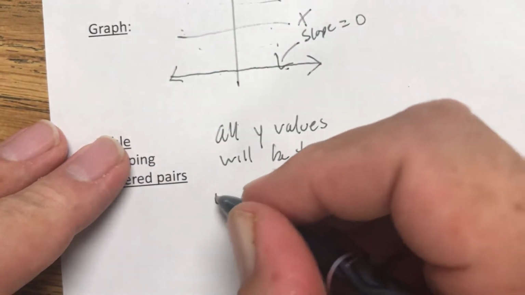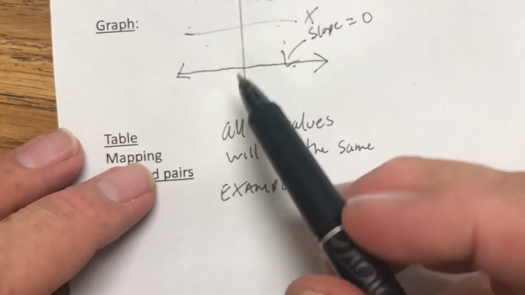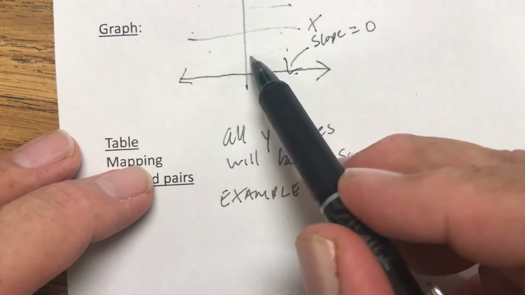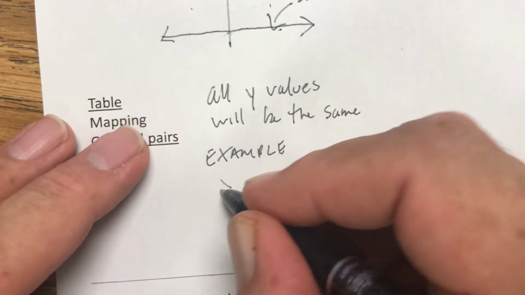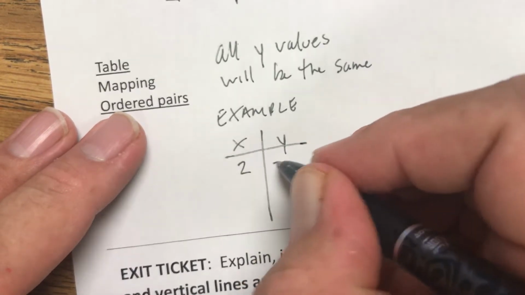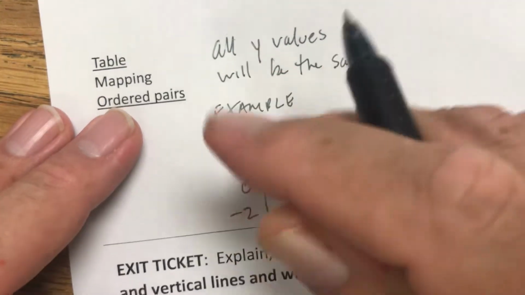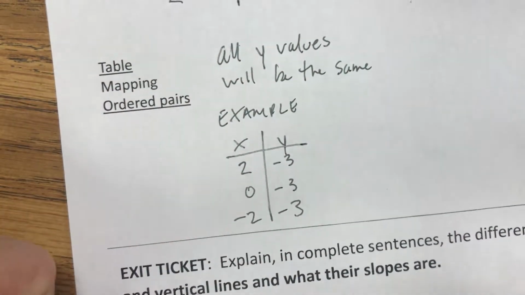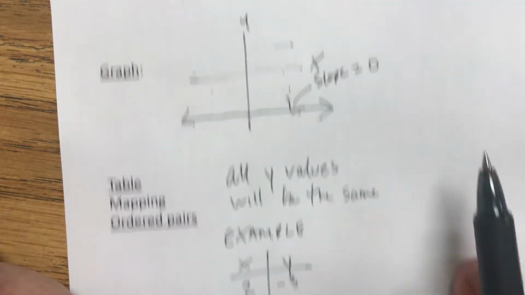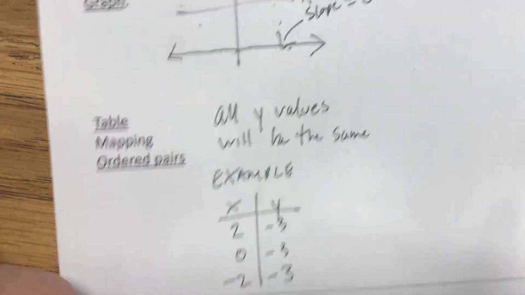For example, let's say we were talking about this line that we just graphed up here. Let's say that's y equals -3. So if I had a table of values, all my y numbers would be -3. So I could have +2, -3, 0, -3, -2, -3. All the y numbers are going to be the exact same. So zero slope is when we have y equals a number for an equation, gives us a horizontal line, all the y numbers are the exact same. There's only one value for all the y's.